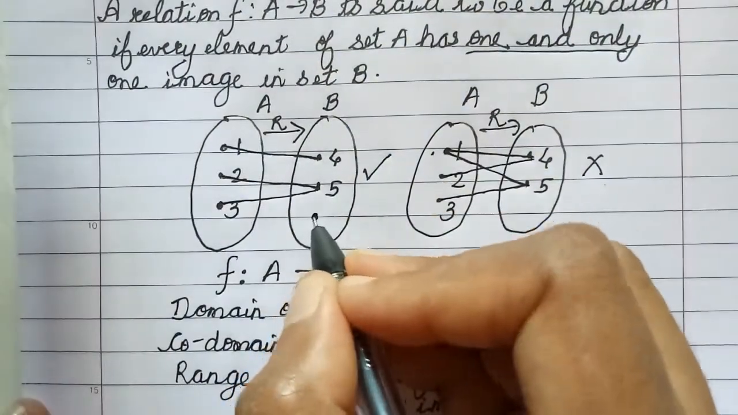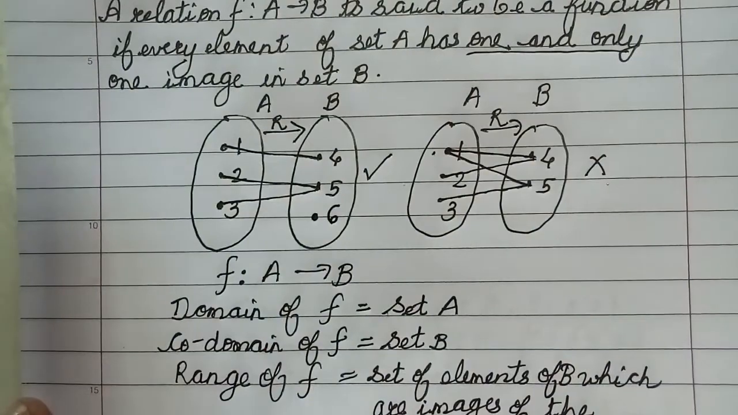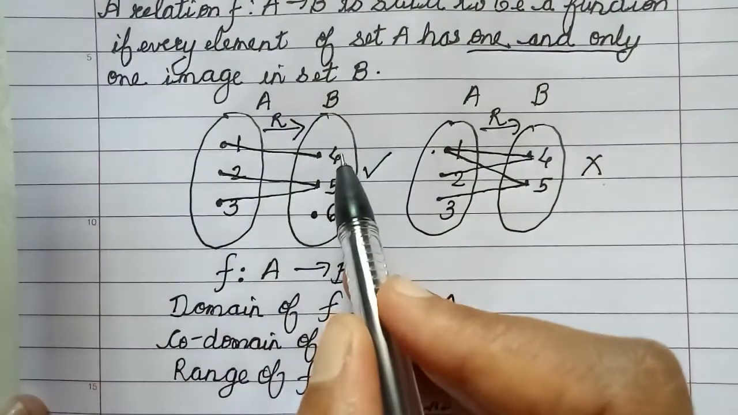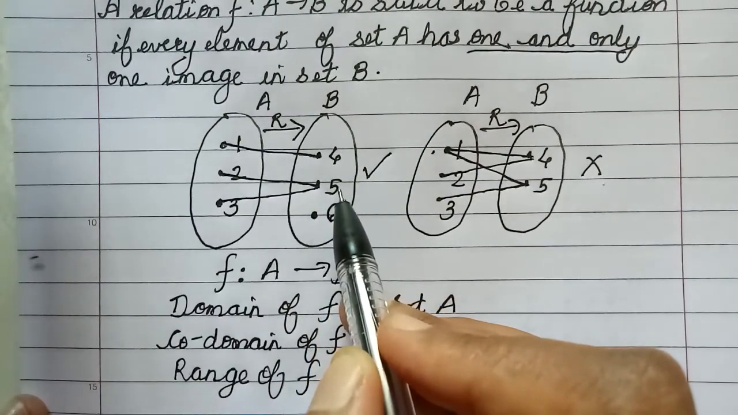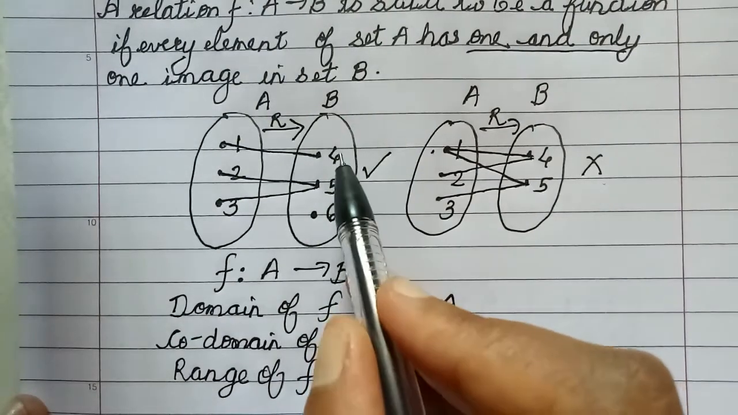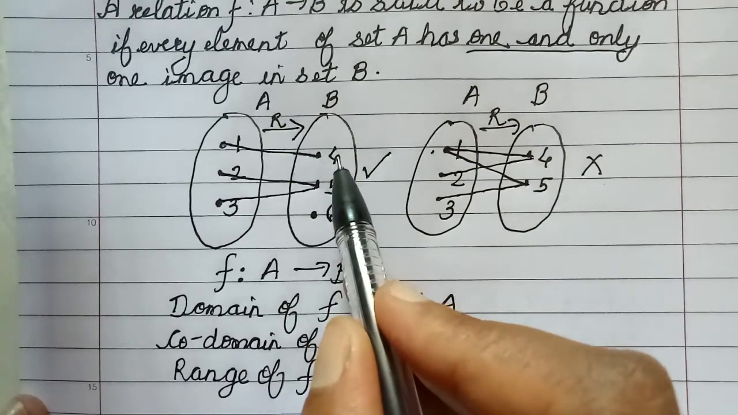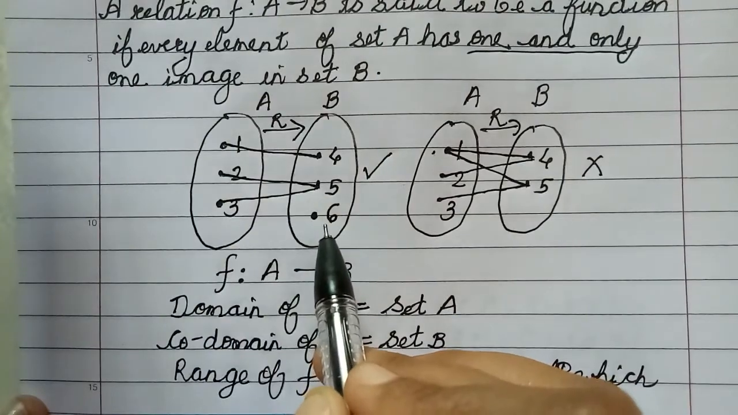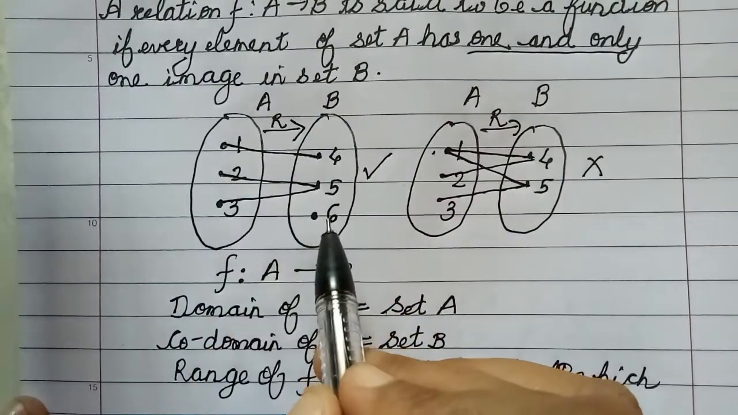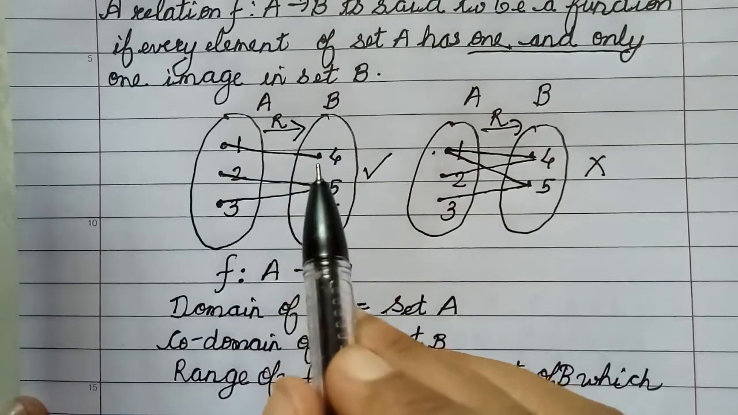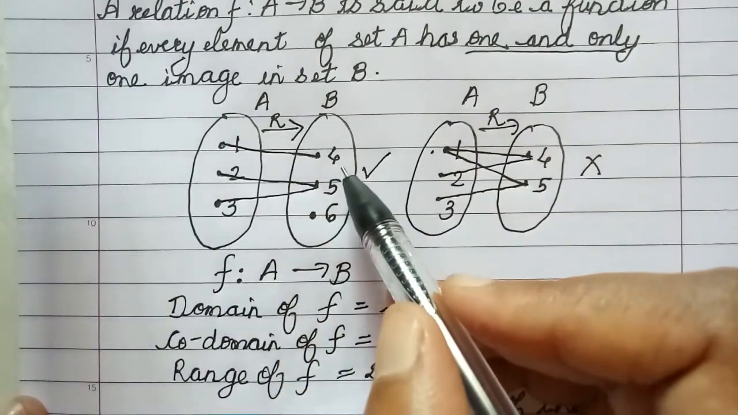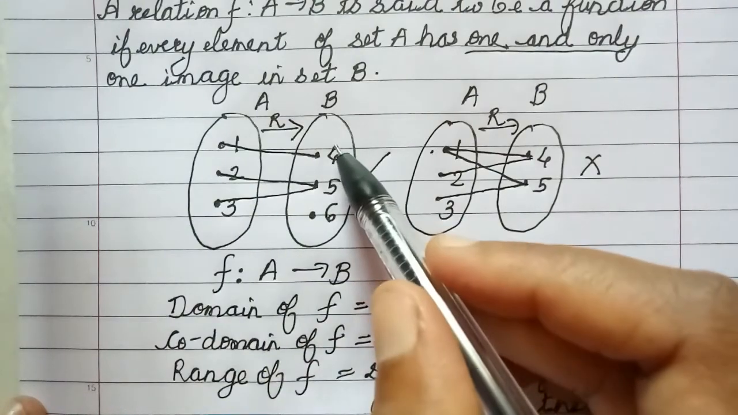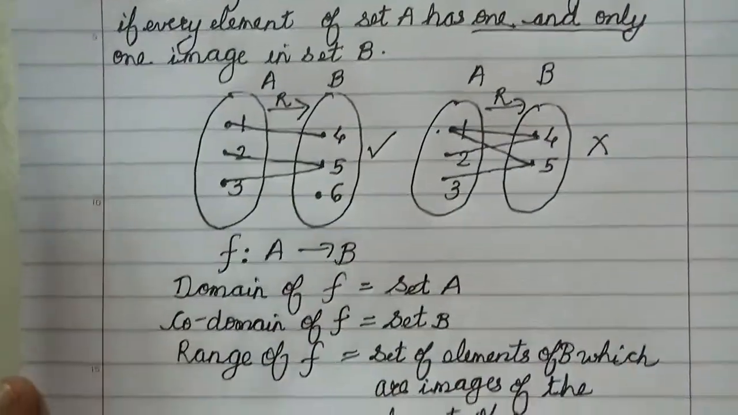Suppose, children, I add an element 6 here, then what will happen? Now there will be a change, right? Now the range of f will have only elements 4 and 5, because 4 and 5 are the only elements which are images of some elements in A, but 6 is not the image of any element of A, or in other words, 6 does not have a pre-image. So in this case, your domain is again 1, 2, 3, your range is 4 and 5, but your codomain is 4, 5, 6.